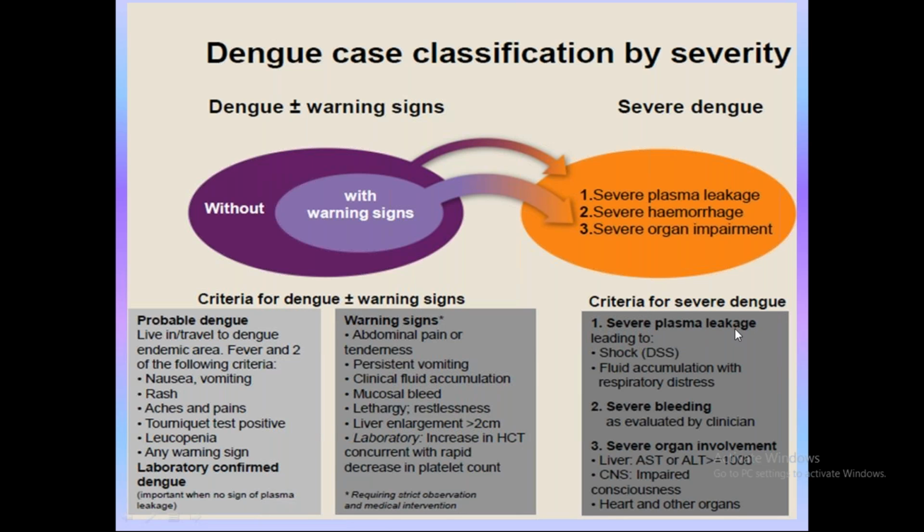Criteria for severe dengue. When do you call it severe dengue? Severe plasma leakage in the form of shock, that is dengue shock syndrome, or fluid accumulation with respiratory distress like pleural effusion or ascites.